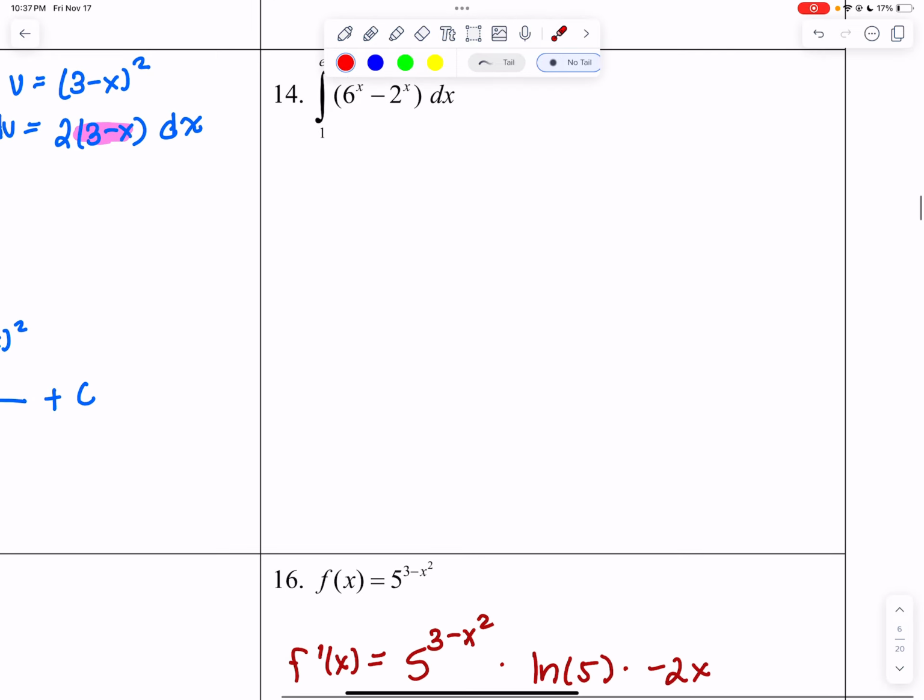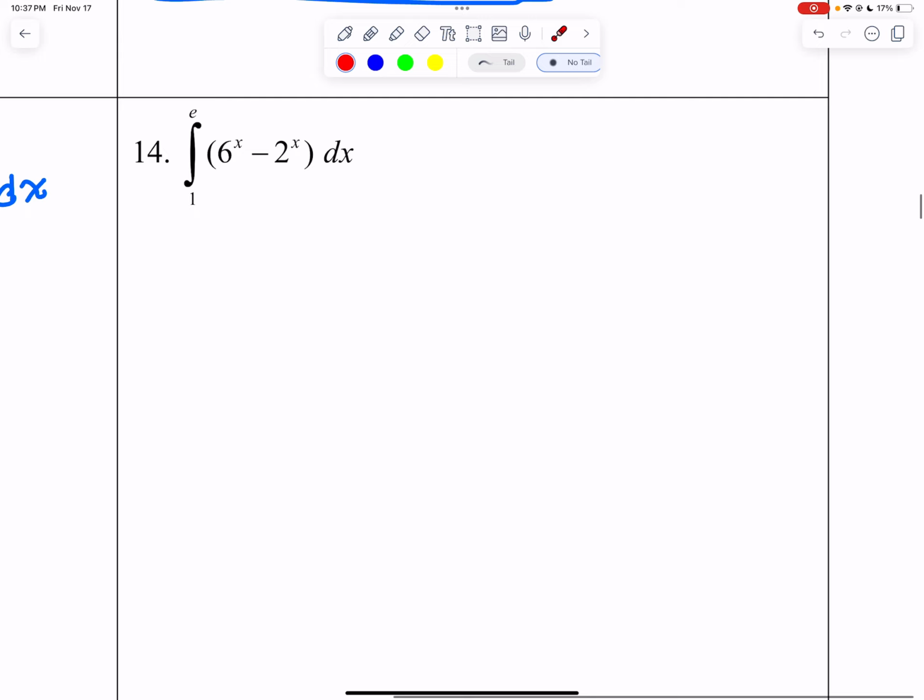All right, for number 14, I want you to pause the video again. Try to do this on your own. This one shouldn't be too bad. It's a definite integral from 1 to e. So just try it and see if you can do it. Now, for number 14, I'm going to break this up into 2 parts.